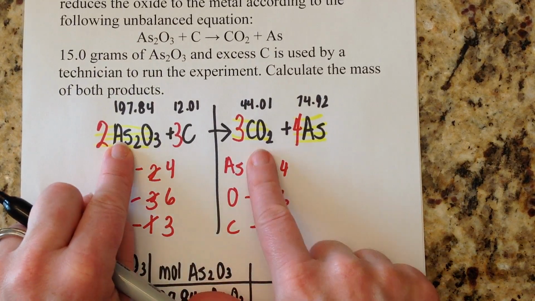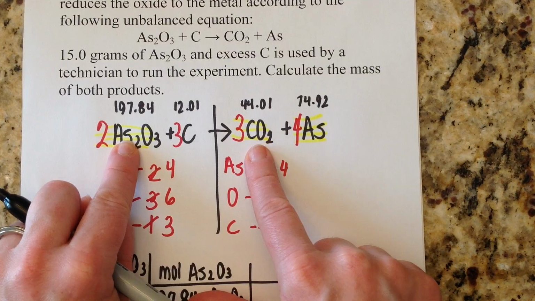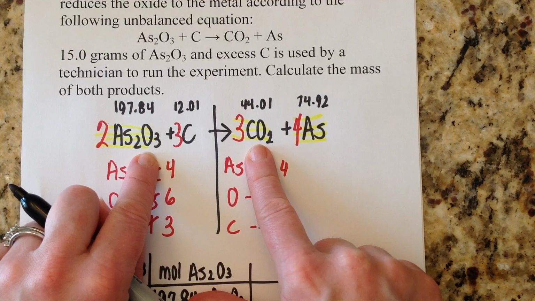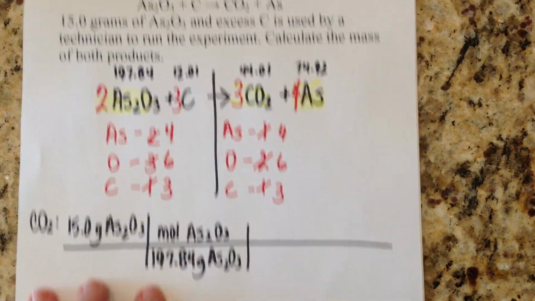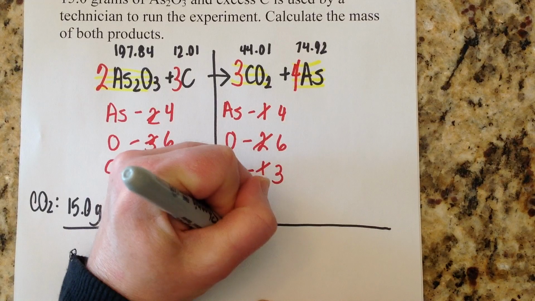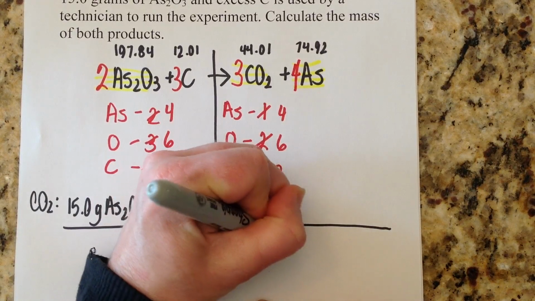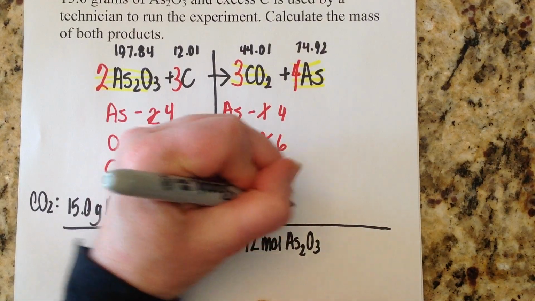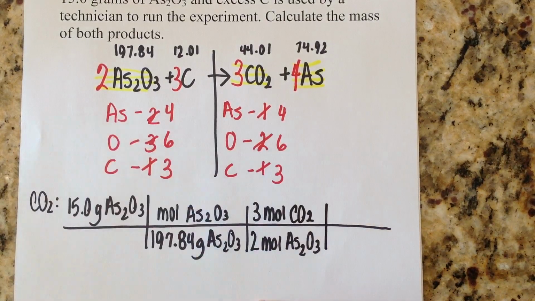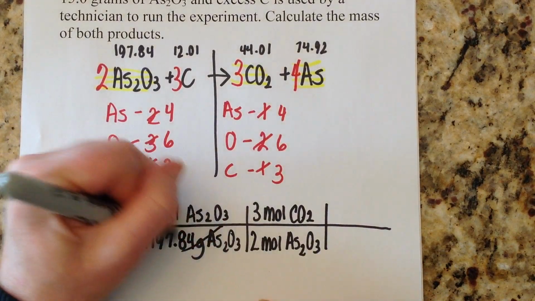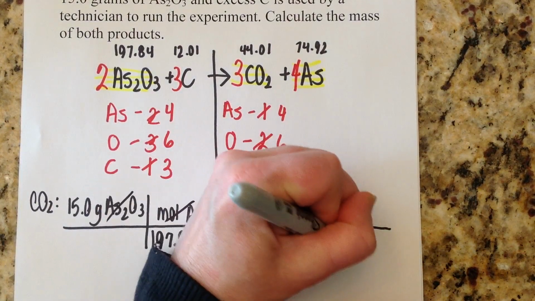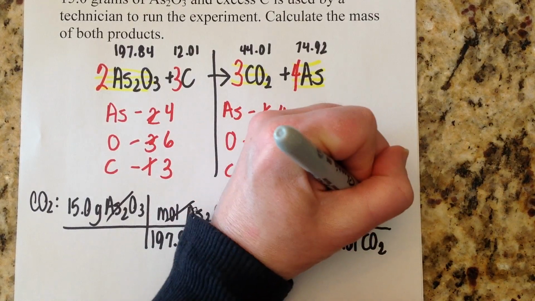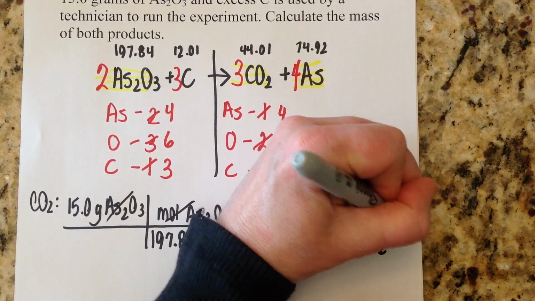Because I am solving for CO2, this is what they gave me and this is what they want. So my ratio is 2 moles of As2O3 on the bottom, and I'm going to 3 moles of carbon dioxide on the top. So 2 moles of As2O3 to 3 moles of CO2. They wanted the answer in terms of mass, so I'm going to do one more step, and I know that a mole of carbon dioxide has a mass of 44.01 grams per mole.